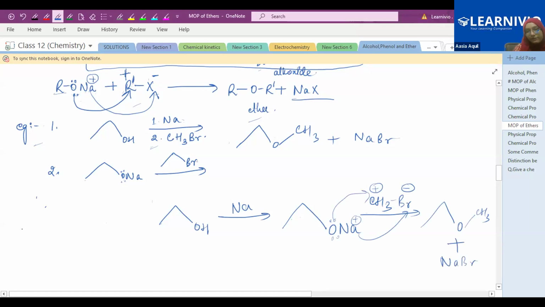Similarly, the second one. Already you have been given the sodium alkoxide. So this bromine will have the negative charge and here there will be a positive charge. So this oxygen will attack this carbon, because it has a partial positive charge, and the sodium, because it has the positive charge, will attack this. So it will form O and two carbons. Again, it will form a symmetrical type of ether plus NaBr. That's the reaction.